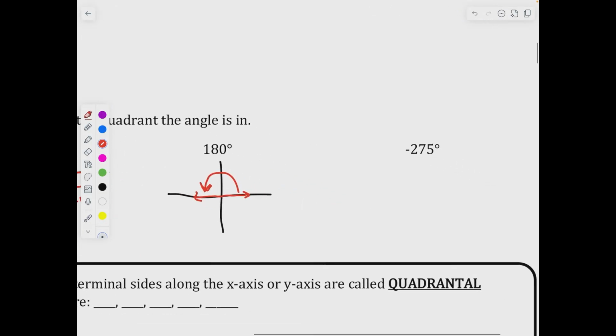And then negative 275 degrees. I have negative 90, negative 180, negative 270, and so it's just a little bit past negative 270. So there's negative 275 degrees.